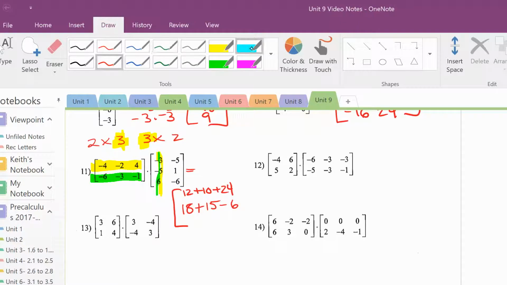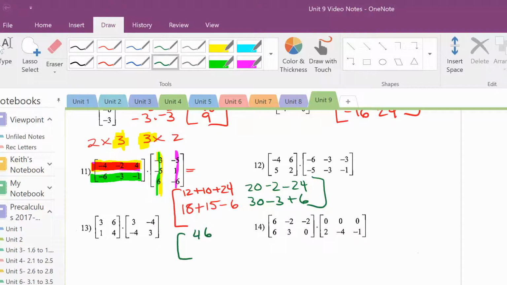And then you do the same thing, except now we're going with this row and this column. So we go -4 times -5 and gives you 20. -2 and 1 gives you -2. And 4 and -6 gives you -24. And then with this row and that column, so -6 times -5 is 30. And then -3 times 1 is -3. And -1 times -6 is +6. So when you add them all together, you get 46. 33 minus 6, 27. 18 minus 24 is -6. And then 27 plus 6 is 33. And that is your matrix for number 11.